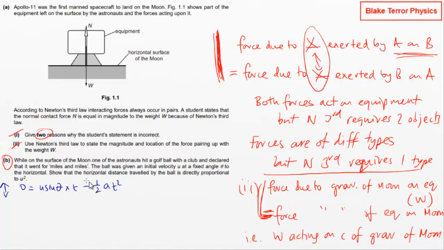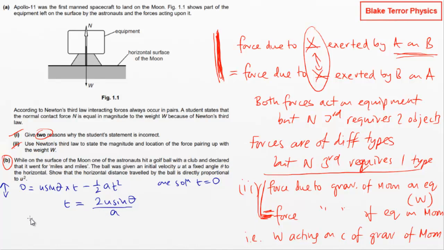So we can then cancel the t's because we know that we've got one solution at t equals 0. We want the other solution. So we're saying here that t is equal to 2u sine theta divided by a.